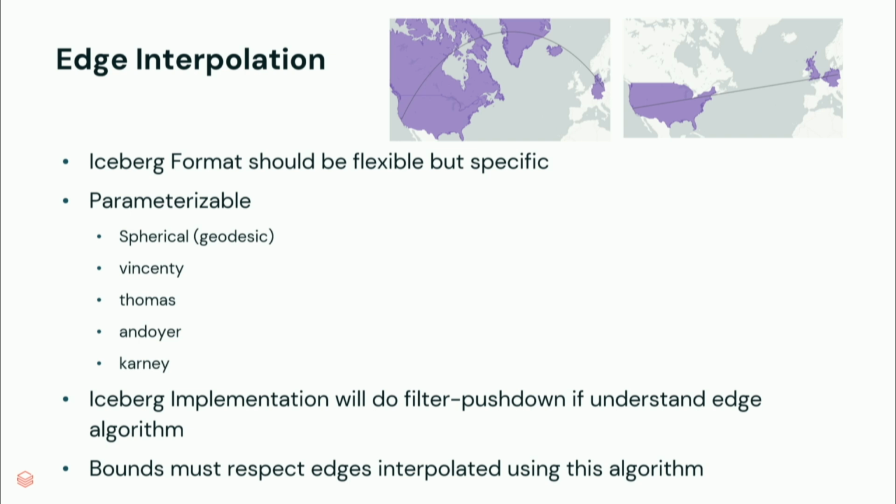Maybe I could double click into that part. So the bounding box, right? For the edge between San Francisco and Berlin, if it's a Cartesian edge, then it's easy. You just take the latitude of Berlin, the latitude of San Francisco, and the longitudes as well, and that's the box. But if it's a spherical edge, the box has to go way up, because the edge goes way to the north. So the bounding box needs to take that into account. So you don't want to do the filter pushdown for an edge interpolation algorithm that you don't understand.